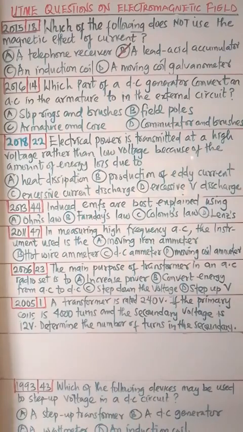An induction coil is an electromagnetic induction device. A moving coil galvanometer works based on the principle of what? Force experienced by a current carrying conductor. So that is also movement due to what? The magnetic effect of current.